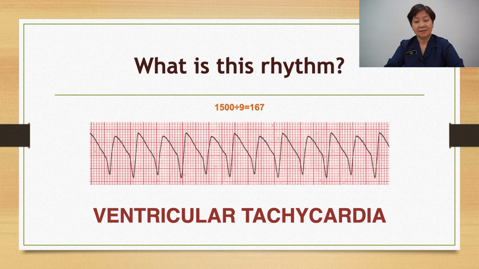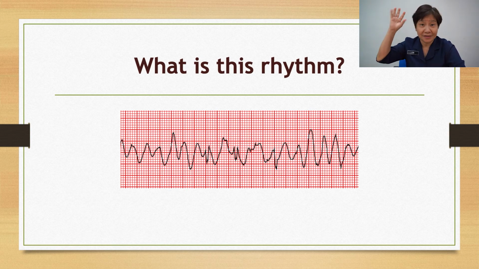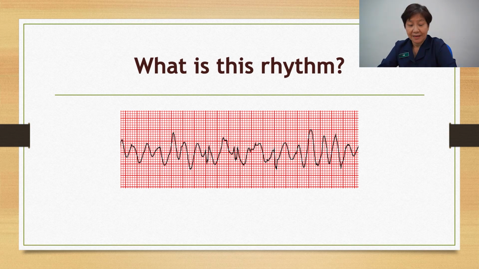Okay, next, how about this? Can you see any organized rhythm over here? None, right? Yeah, this is what we call ventricular fibrillation. Your heart fails to depolarize constantly, so it's just fibrillating over here, just like atrial fibrillation, where your atria is fibrillating. Now, your ventricle is fibrillating only. So can it pump? Of course, no. You're unable to pump, right? So the patient needs to be resuscitated, need to do what? Defib immediately.